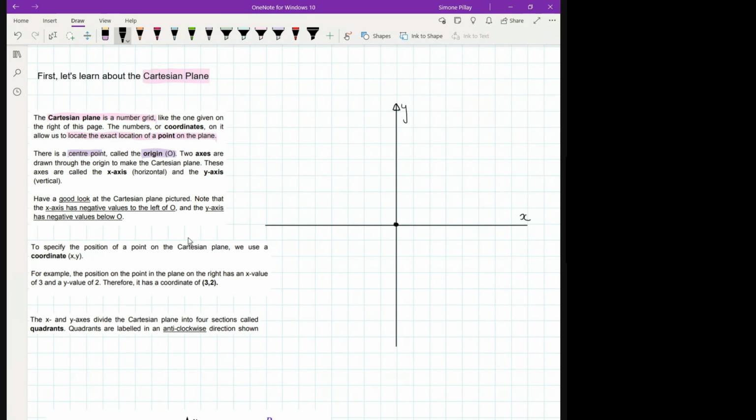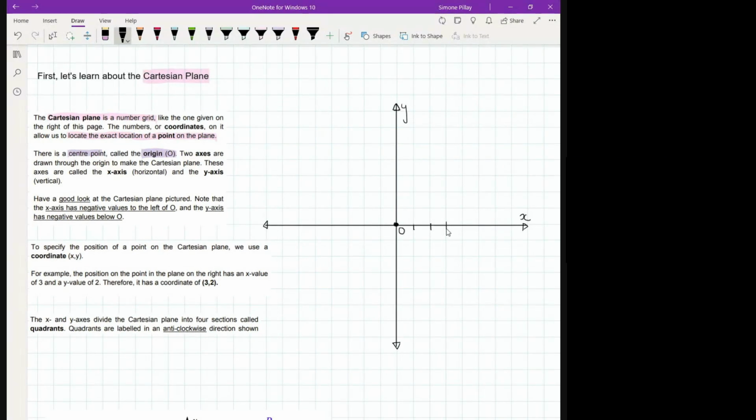So if we move on, it says, have a good look at the Cartesian plane pictured. Note that the x-axis has negative values to the left of the origin, and the y-axis has negative values below the origin. Remember we said that there are numbers in our Cartesian plane, and really how it works is you can think of it as two number lines. These axes, I just want you to think of them as two number lines that are crossing each other. At the origin is where zero starts. And think about a normal number line.